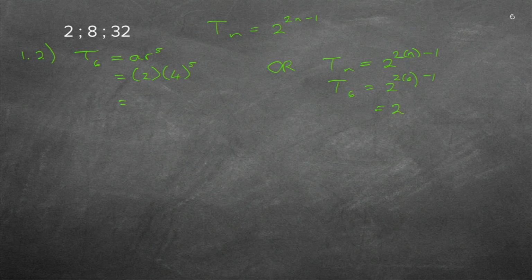Maybe this one is easier. 2 times 6 is 12, minus 1 is 11. So remember, that's a 6 there, because it's term 6. So it's 2 to the power of 11.